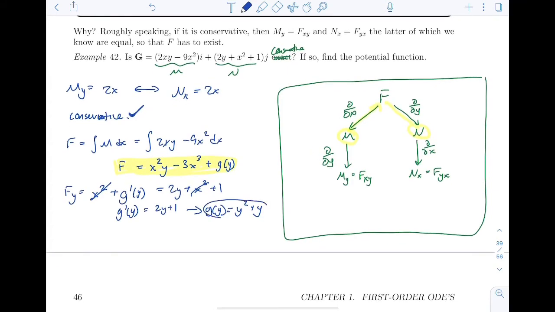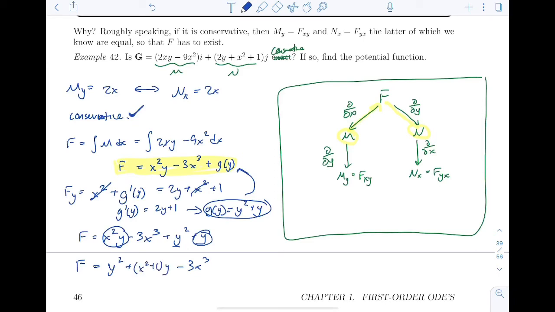I can take that thing and plug it back in, and I have my potential function being x squared y minus 3x cubed plus y squared plus y. And I could maybe simplify that a little bit. I could put this y squared in front, I could put the 3x cubed in the back, and I could take this y and factor it out as (x squared plus 1)y.